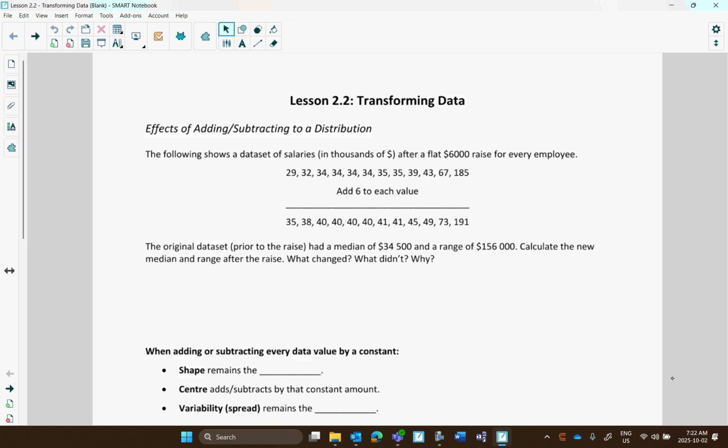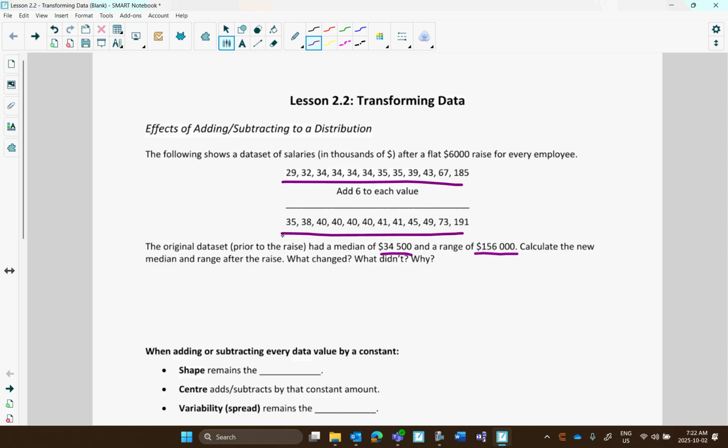So here we see the original distribution data values, and we've already calculated measures of this. We found that the median was 34,500 and the range was 156,000. So the median is the measure of center. The range is the measure of spread or variability. So if we add 6 to each value, we get this quote-unquote new distribution.